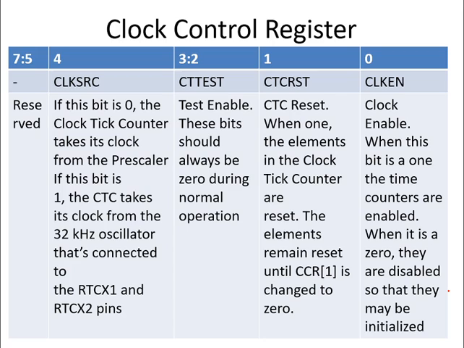Clock source: if this bit is 0, the clock tick counter, this is important, takes its clock from the prescaler. If this bit is 1, the CTC takes its clock from whether you are going to use the internal clock or the external clock. That is decided by bit number 4 of the CCR register, the clock control register. If it is 0, internal clock. If it is 1, external clock.